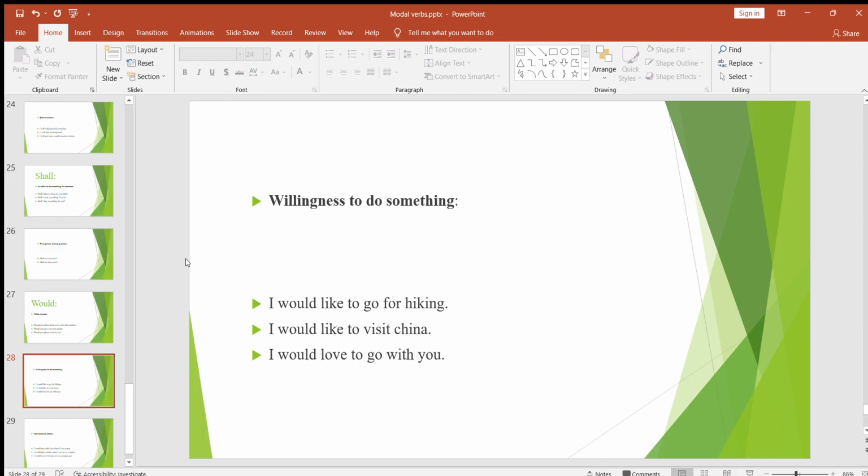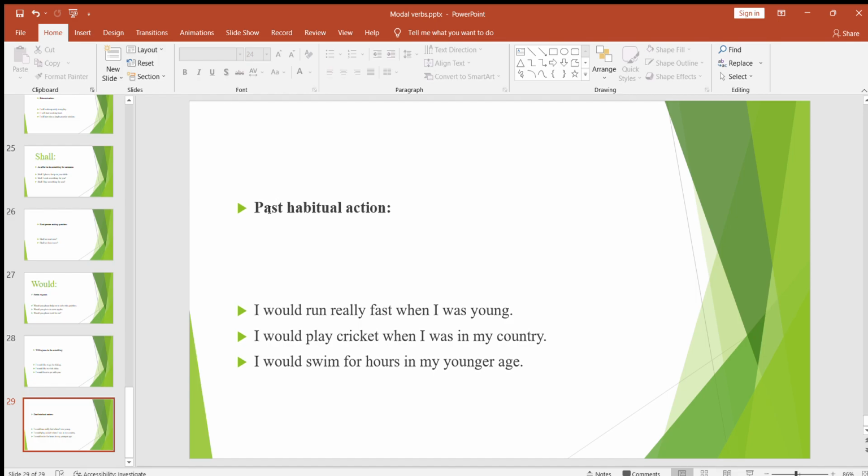Let's move on to the last use of modal verb, and this is for past habitual action. When we studied could, we learned past ability, some ability that he had in the past, and this one, would, is about past habitual action. So this is a small difference between could and would in their uses. Look at some examples. I would run really fast when I was young. So here, running fast is an action that you used to perform in the past, but not now. You're not really in the habit of doing this now, but in the past you were habitual of running really fast. I would play cricket when I was in my country.